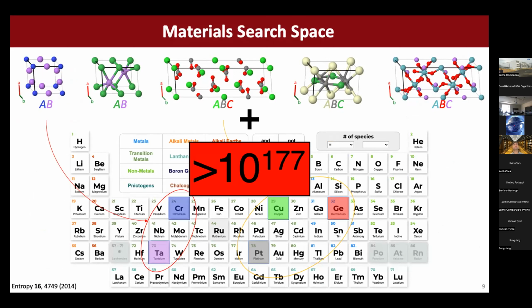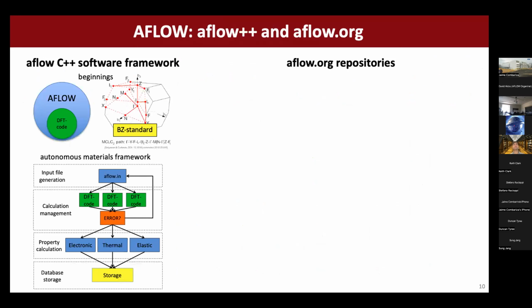And the point is that, if we wanted to synthesize these materials by trial and error with experiments, each one of these experiments could take days, weeks, months. Depending on the approach, it can take a long time. So we need a framework, something that can accelerate that development, and then we can explore these spaces faster. That's where AFLOW comes in.